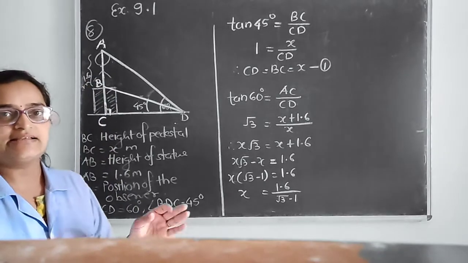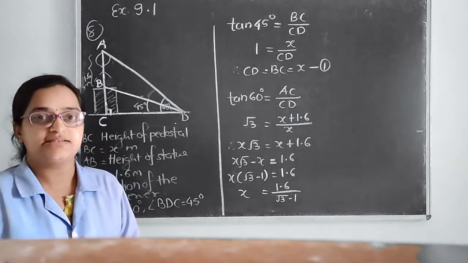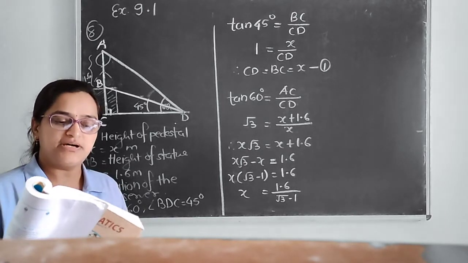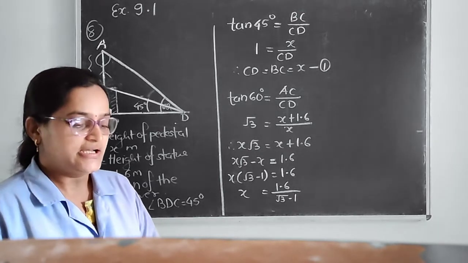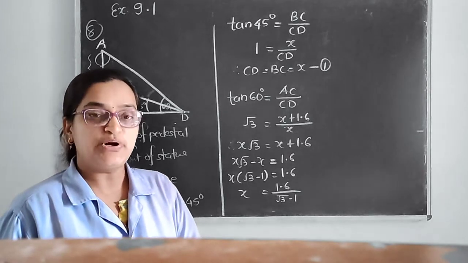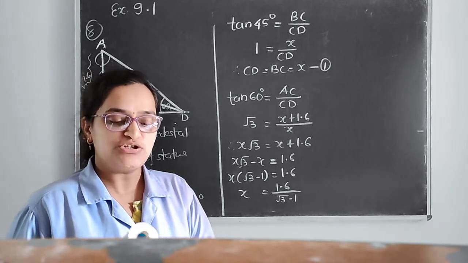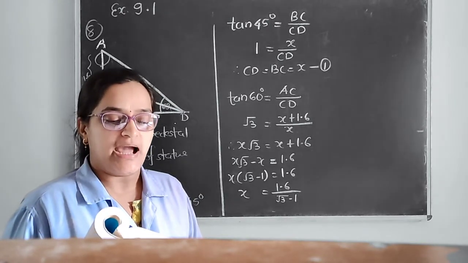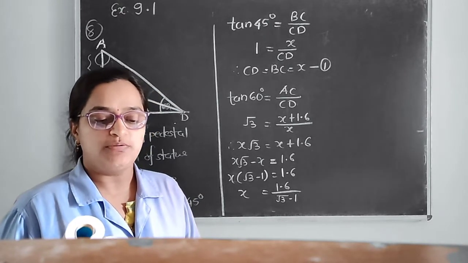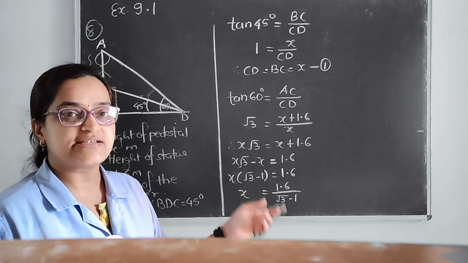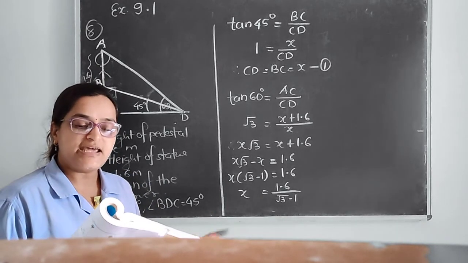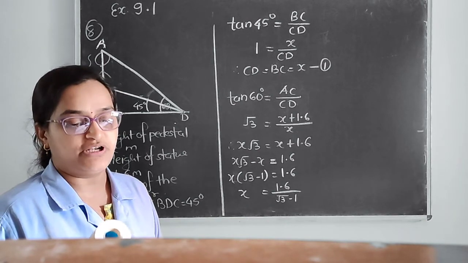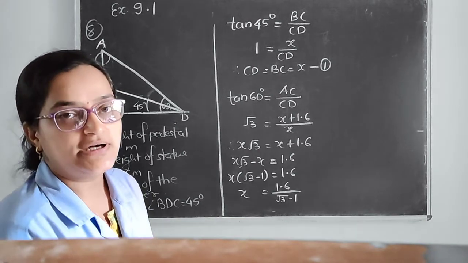See, exercise 9.1, standard 10th CBSE, I am saying about exercise 9.1, question number 8. The question is, a statue 1.6 meter tall stands on the top of the pedestal. From a point on the ground, the angle of elevation of the top of the statue is 60 degree, and from the same point the angle of elevation of the top of the pedestal is 45 degree. Find the height of the pedestal.